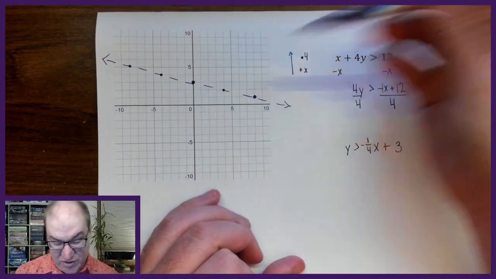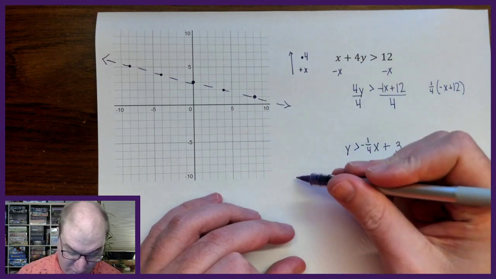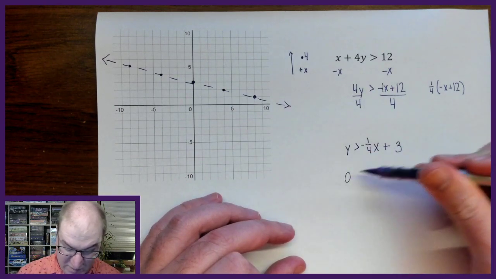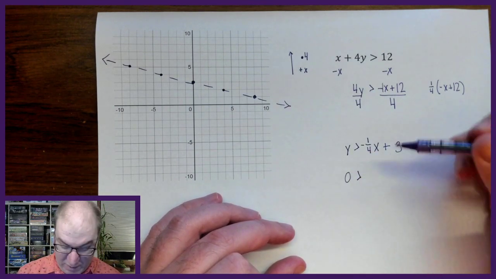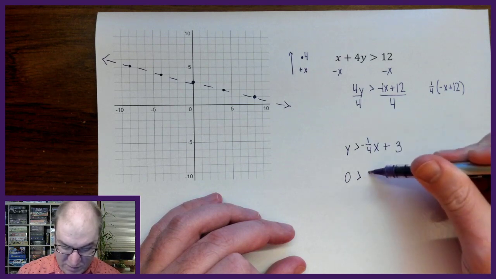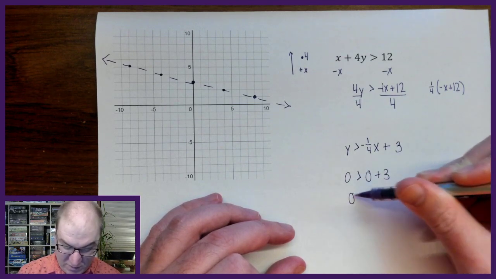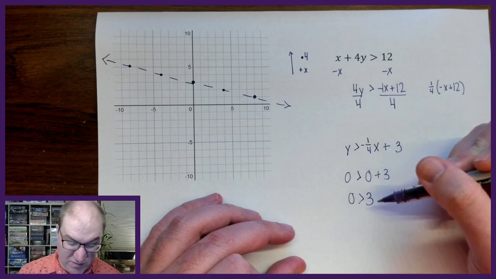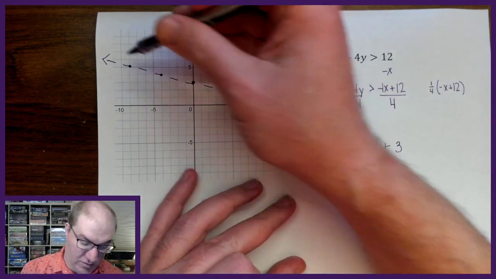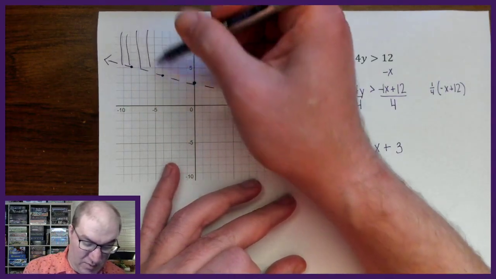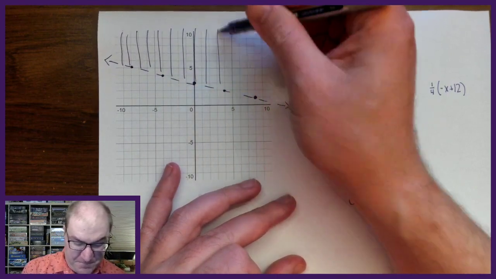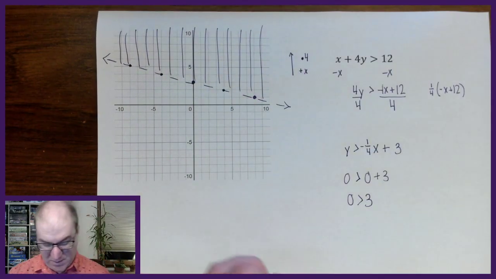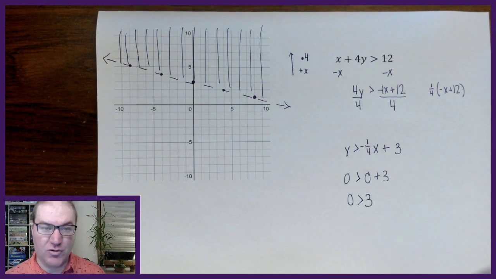To decide whether it's shaded above or below, I'm going to test the point 0, 0. Is 0 greater than a fourth of 0, which is 0, plus 3? 0 is greater than 3. That is false. Do not shade towards the origin. So I'm going to shade up here. Perfect. We'll do one more example.